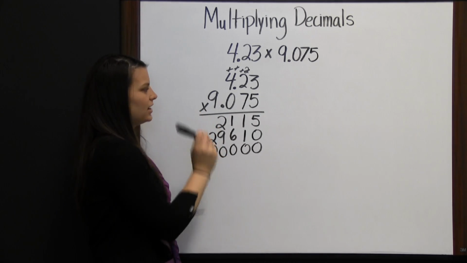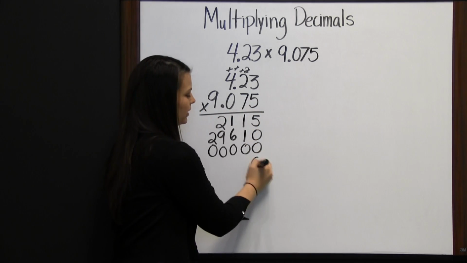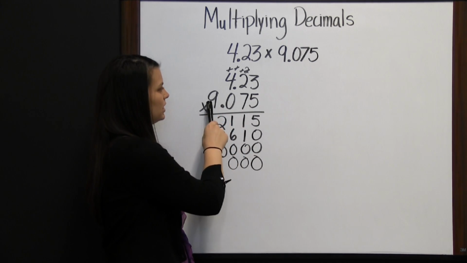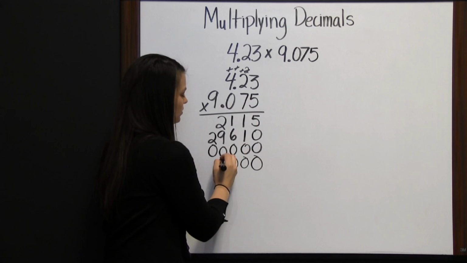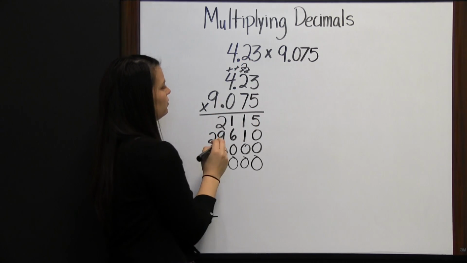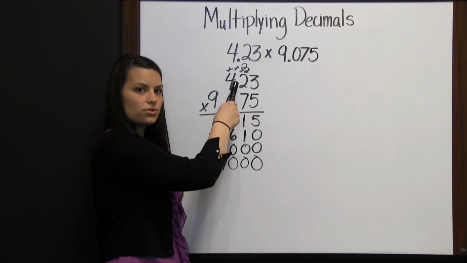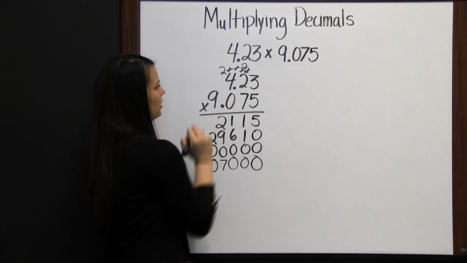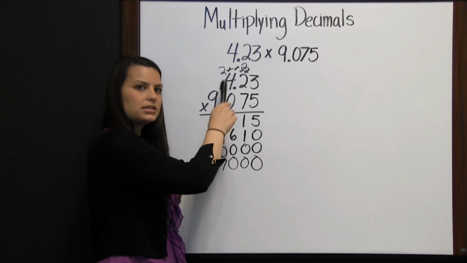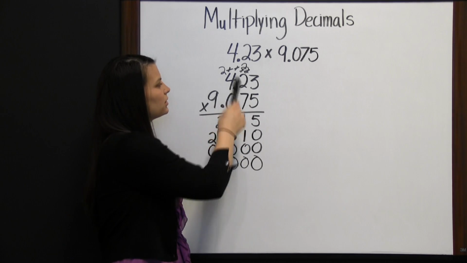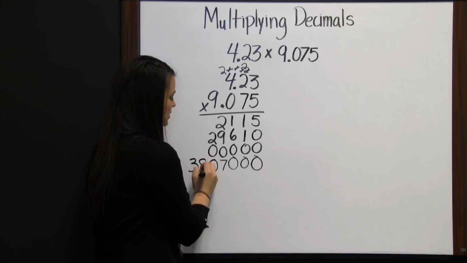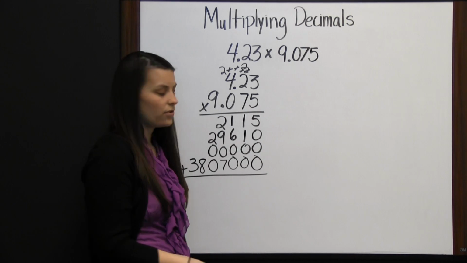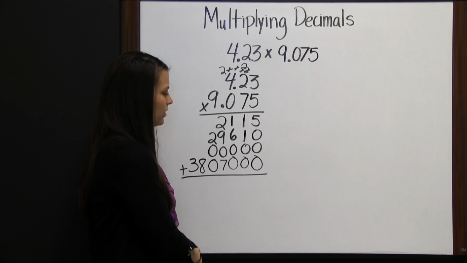So moving on to our last digit, now we need 3 zero placeholders before we multiply times 9. 9 times 3 is 27. Write the 7, carry the 2. 9 times 2 is 18, plus 2 is 20. Write the 0, carry the 2. 9 times 4 is 36, plus 2 is 38. Then just like we would with any other whole numbers, we're going to add our results together.